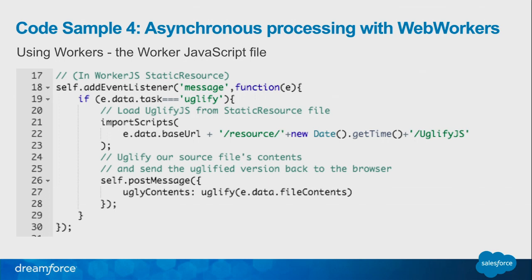Uglify, where's that defined? Well, it's not defined until you load an external library. So a benefit of WebWorkers is you don't have to have all your code in this separate worker file. You can load in other script libraries, which is great. And again, you can load them from Salesforce. The problem is when you're inside a worker, workers hate relative URLs. They're like, no relative URLs. I don't like that. You give me an absolute URL or I'm mad at you.